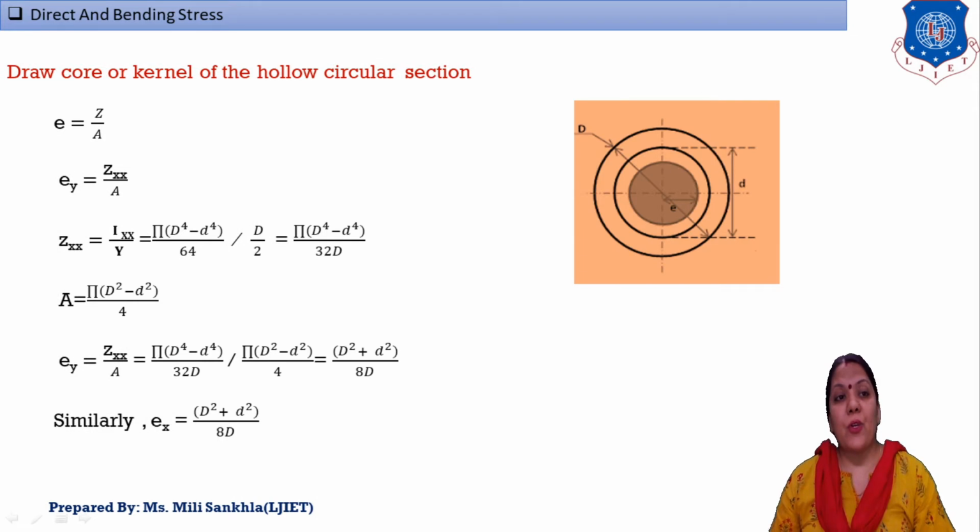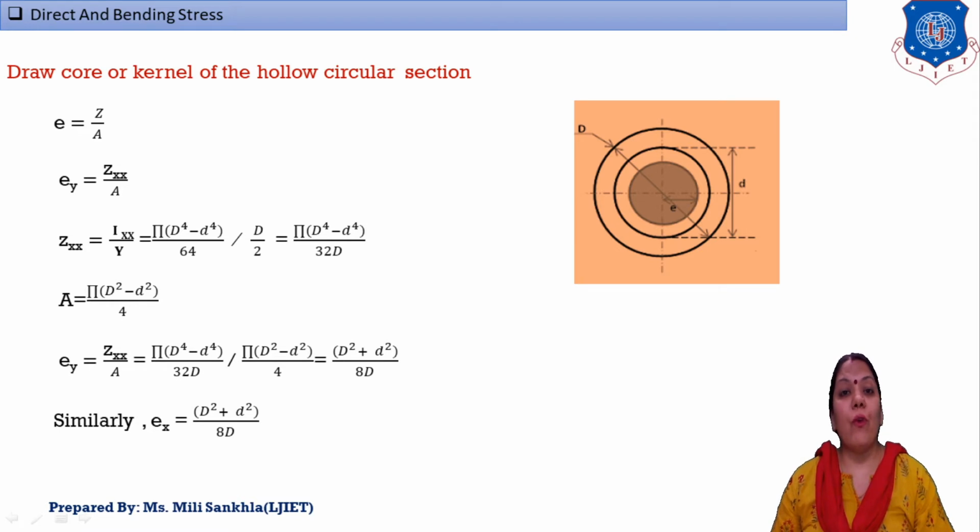Now draw the core and kernel of the hollow circular section. Here I take one figure again. This is our outer circle, this is our inner circle, and this center portion of the circle is our core and kernel. Here we find the value of core and kernel for this hollow circular section. Again my relation is eccentricity e is equal to section modulus divided by area. Z is our section modulus, which is the ratio of moment of inertia divided by y.